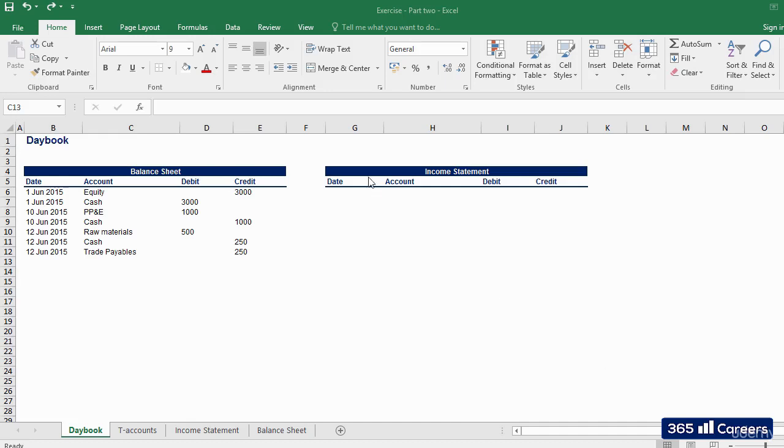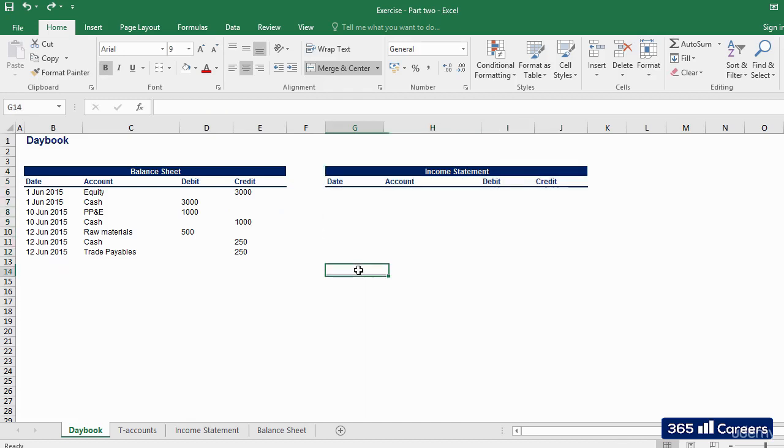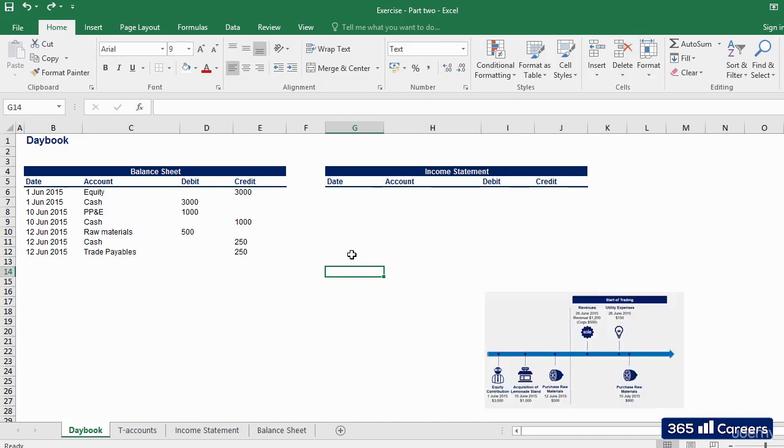As you can see on the right part of the sheet, we have a new daybook that will contain income statement items. Balance sheet items show us what the firm owns and owes, while the income statement contains components like income and expenses that give a taste of the company's profits. So, let's get to work.